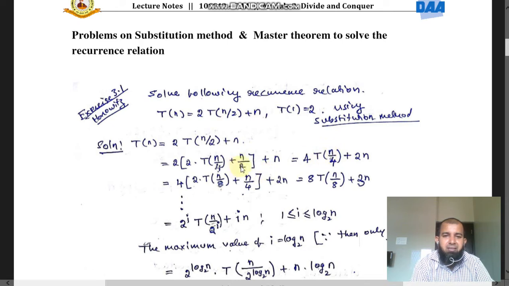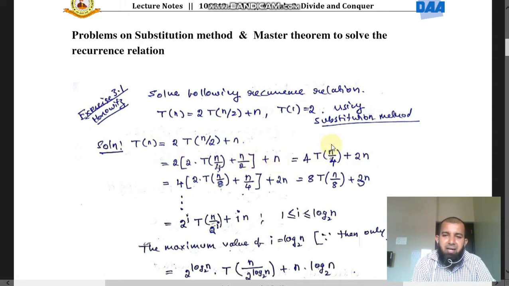Then plus, only n is remaining, plus n. This n plus n is 2n. Clear, no? So 2 into 2 is 4 here, 4T n by 4, 2 into n by 2, 2 gets cancelled, n is remaining. So plus n. 1n plus 1n means 2n.